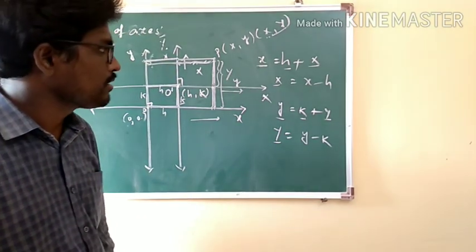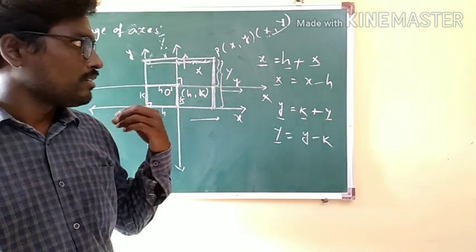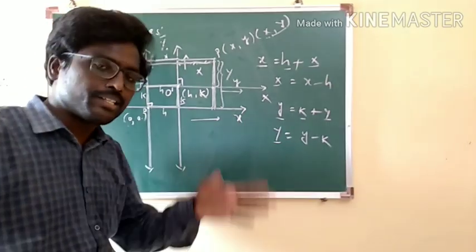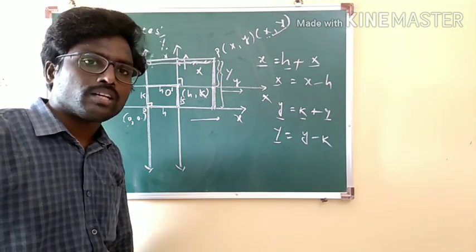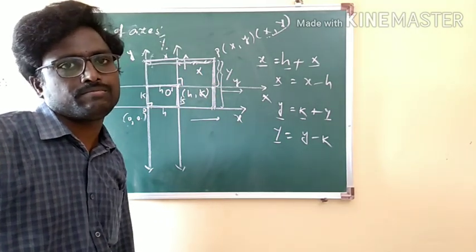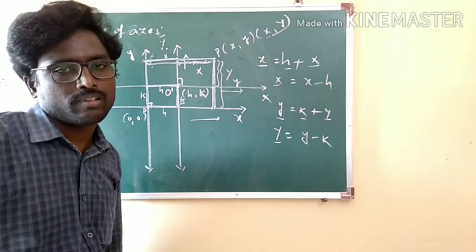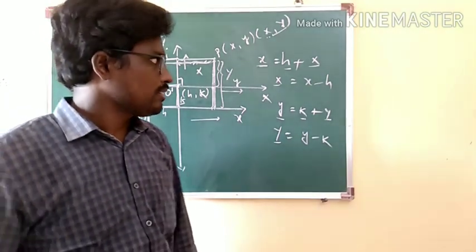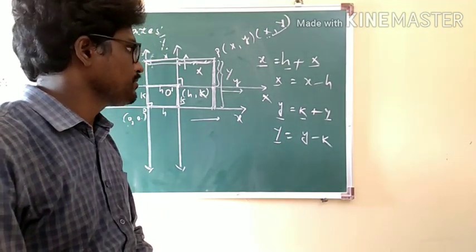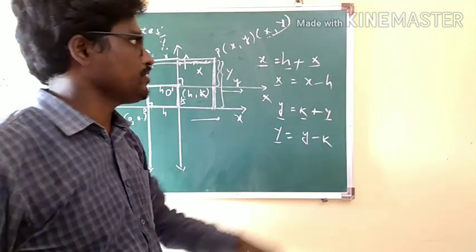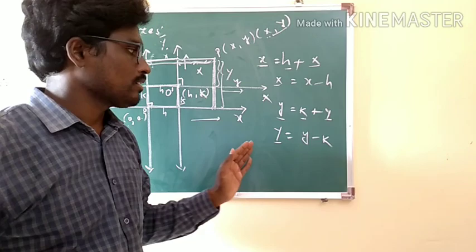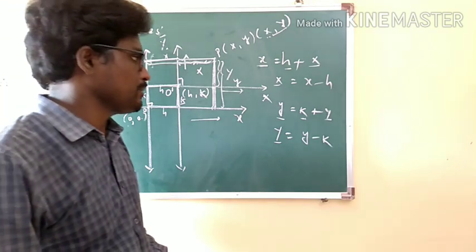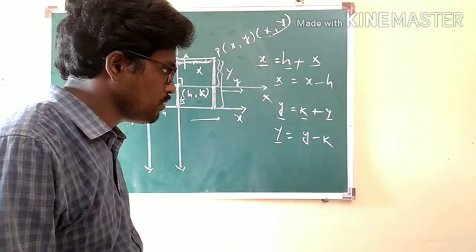Therefore, when we need to calculate capital X and capital Y, we can write the equations as capital X is equal to x minus h, capital Y is equal to y minus k. Capital X is equal to x minus h and capital Y is equal to y minus k.